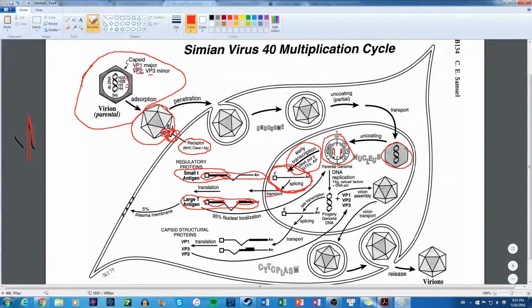And this shows that some of the large T antigens go to the plasma membrane. Now you might be asking, well, what does small t and large T do? Okay, well, I will tell you now.